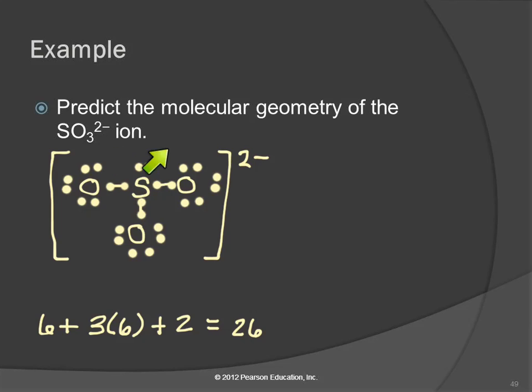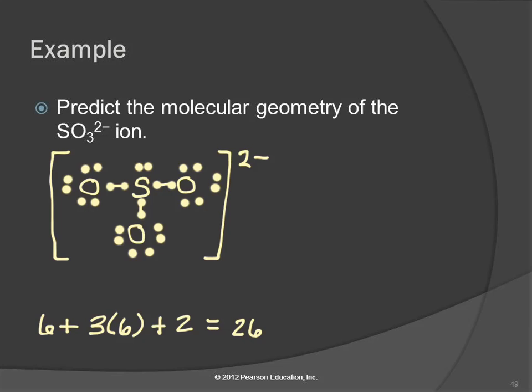To determine the shape of the molecule, we're going to look at the central atom. How many groups of electrons are around it? 4. There's a bond, and a bond, and a bond, and a lone pair. 4. Lone pairs count.